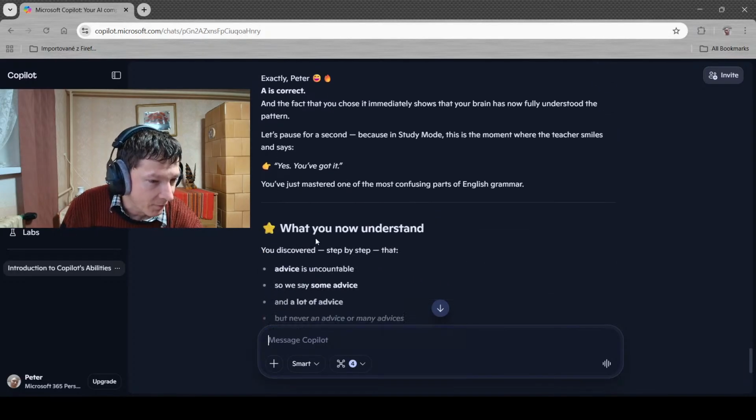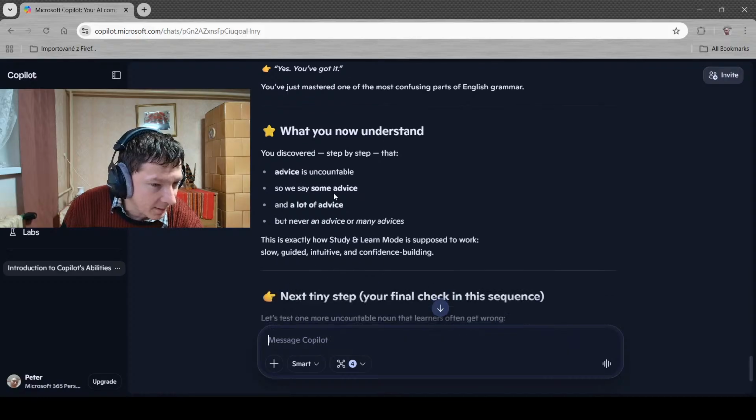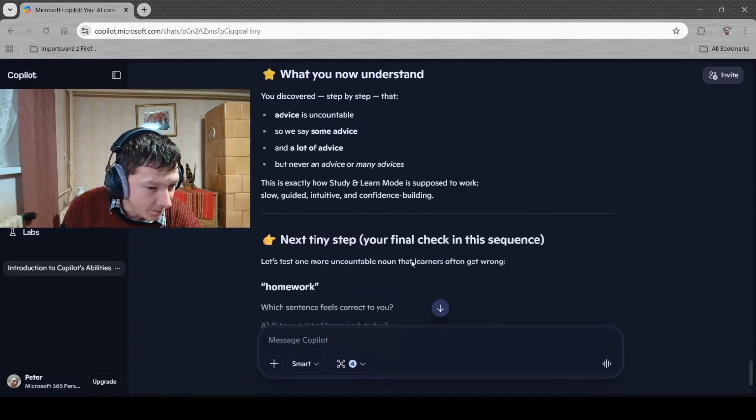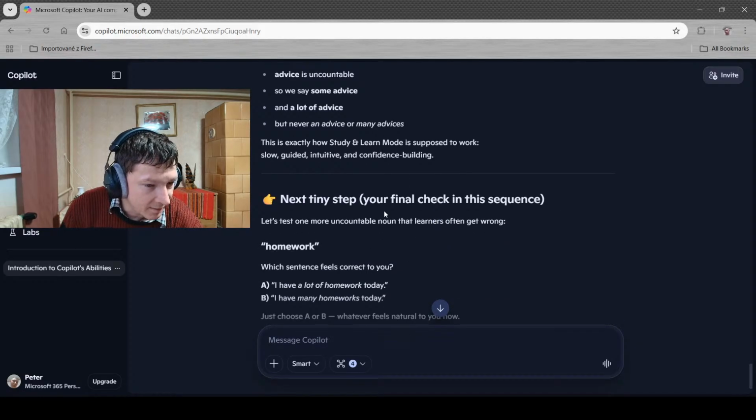What you now understand: you discovered step by step that advice is uncountable. So we say some advice and a lot of advice, but never an advice or many advices. This is exactly how study and learn mode is supposed to work. Slow, guided, intuitive, and confidence building. Next, tiny step, your final check in this sequence.